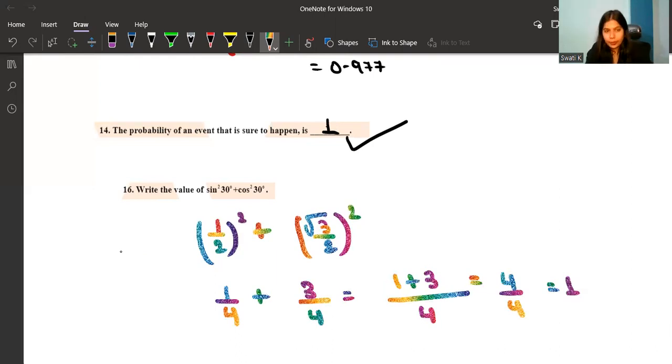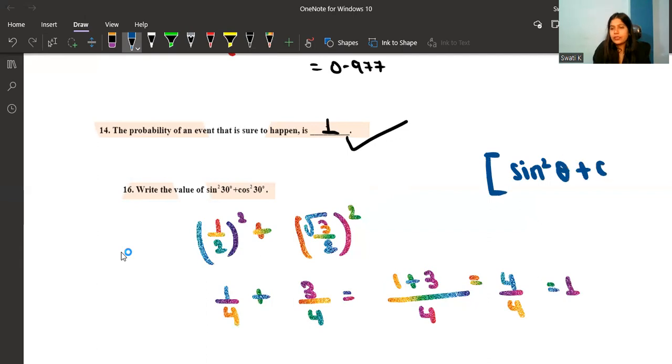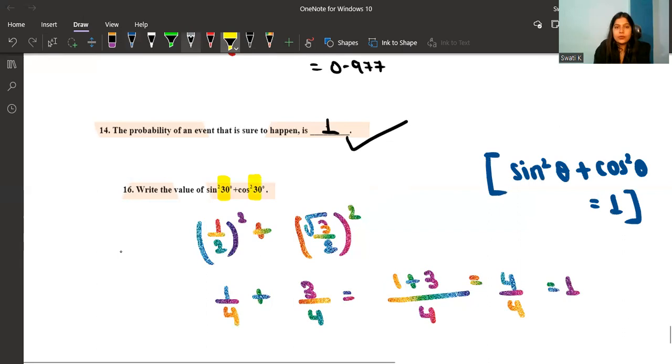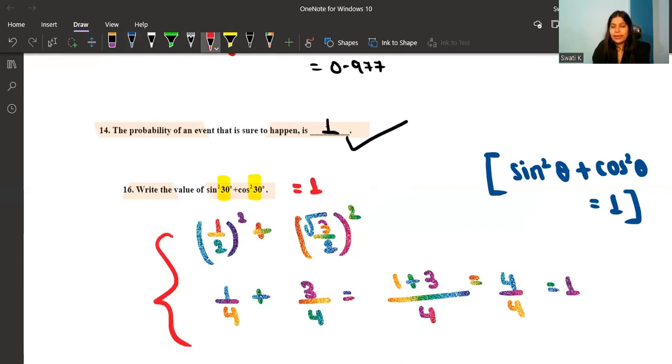Now this is a long way, okay? Because it's a 1 mark question, even if you don't put in the values, you can use a formula. And that formula is sin square theta plus cos square theta. No matter what the value of theta is, if they are the same, sin square something plus cos square of the same thing is always going to be 1. So here you can clearly see that this is sin square 30 and this is cos square 30. So the answer is going to be 1. So even if you don't do all these steps, you can directly write down the answer as 1.